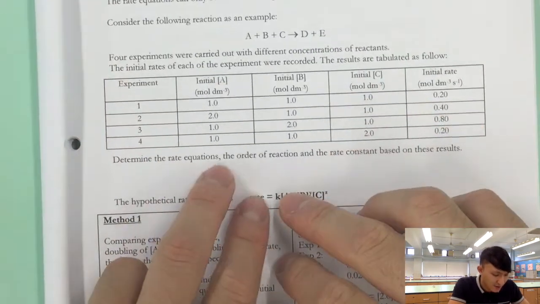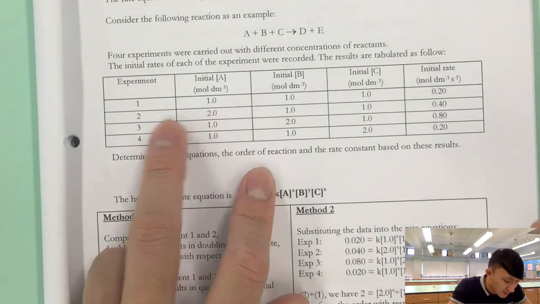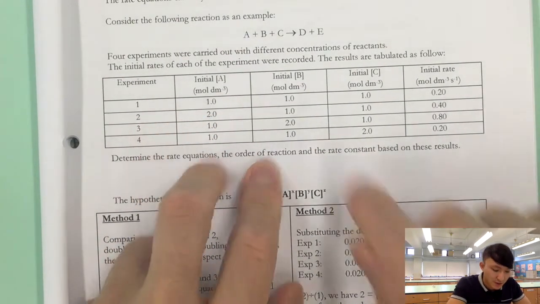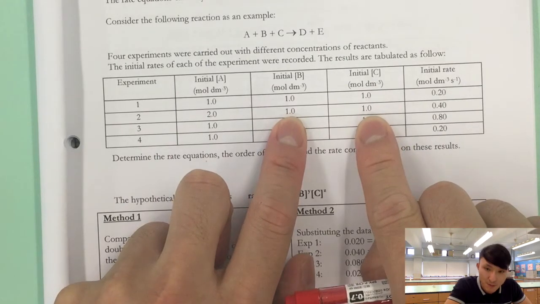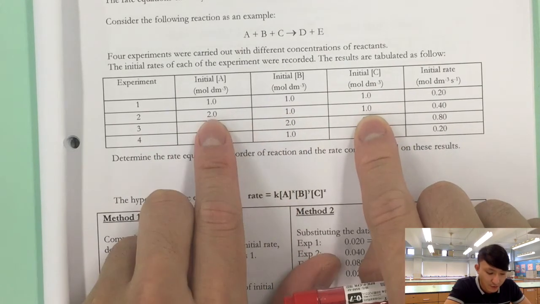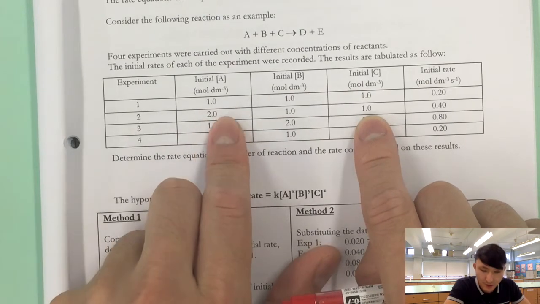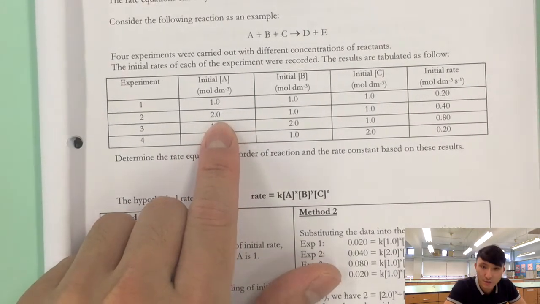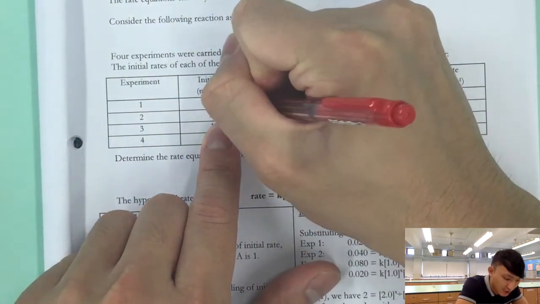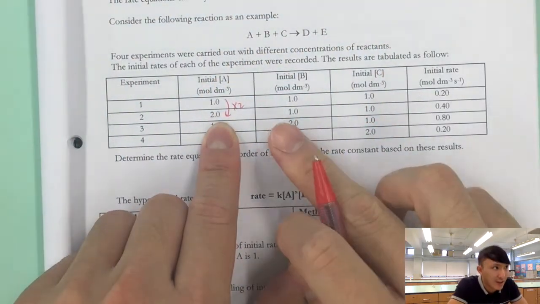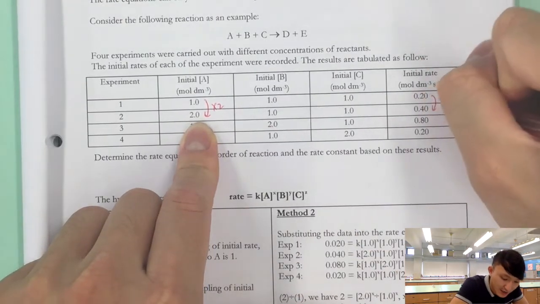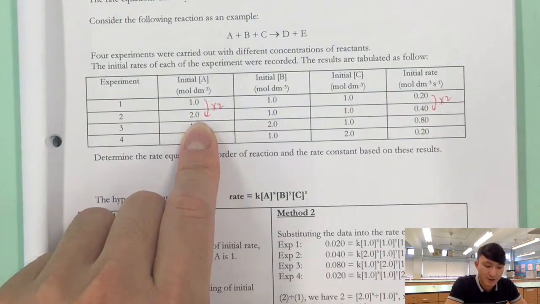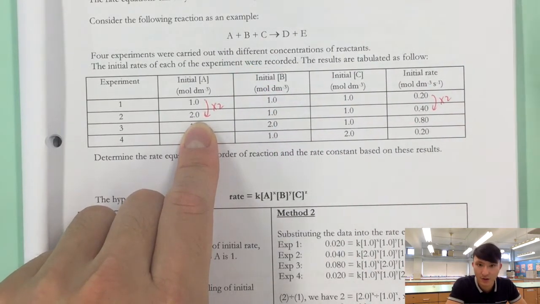Now you notice that if you look at experiment 1 and 2, the concentrations of B and C are both 1, so they are the same. The only difference is the concentration of A, which has been doubled. Now remember, every time we only change one variable. So when you compare experiment 1 and 2, the only change is the concentration of A, which is doubled. Then you look at the initial rate. You notice that it is also doubled. What does it tell you about the order with respect to A? Well, of course, it is first order.